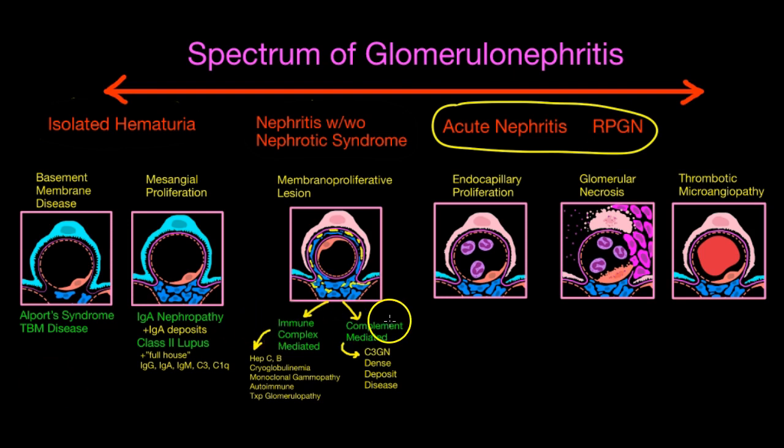And of course, real life is not as cleanly delineated like this. Remember, IgA nephropathy can do almost anything. The C3GNs could certainly cause an acute nephritis. But just to make it easy for this talk, I think I'm doing it like this. But real life, remember, is a little more messier and less clean.